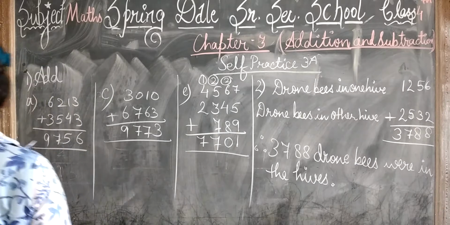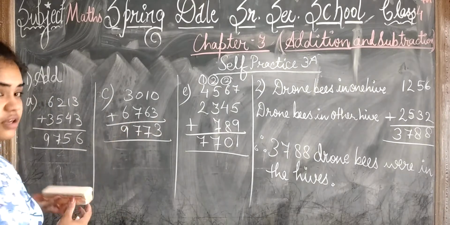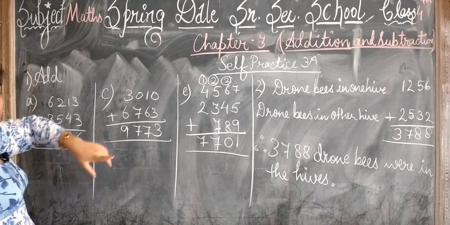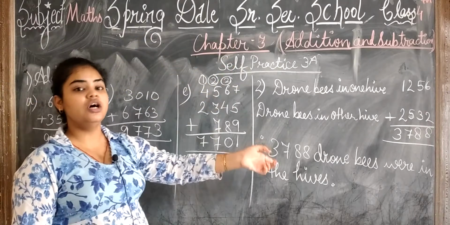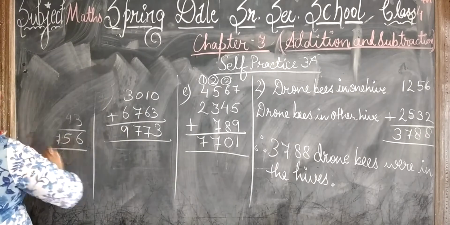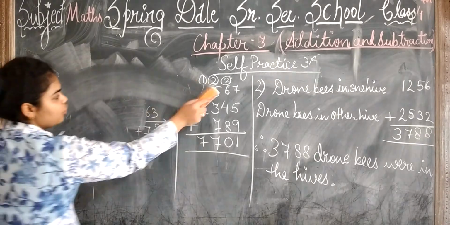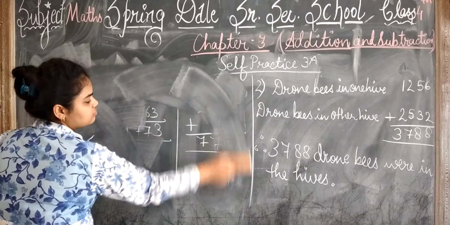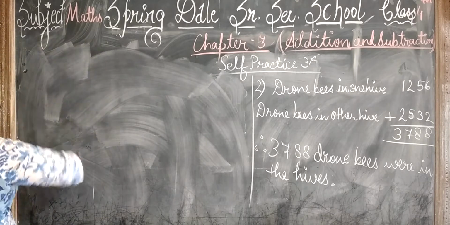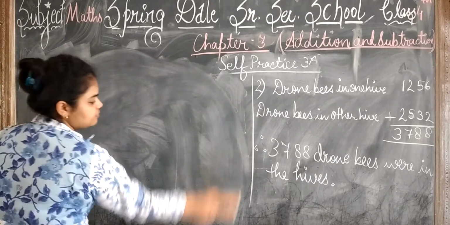Now just copy this second answer in your notebooks. You have to do the first question in the textbook, second question you have to do in your notebook. From the second question, all the rest of the questions will be done in the copy only. No one is going to write in the textbook. You all have to write the answers in the notebook only. Okay children?